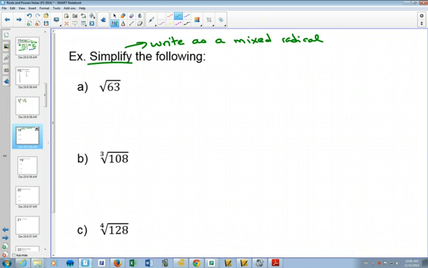Where else have we seen the word simplify? Fractions. What does it mean for fractions? Put it into lowest terms, right? Where else have you seen simplify? Algebra. What does it mean for algebra? Combine the like terms, right? So we've seen simplify for algebra. It means combine like terms. Simplify for fractions means put in lowest terms. And simplify for radicals means write as a mixed radical.